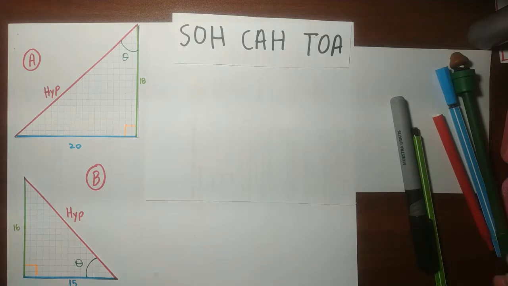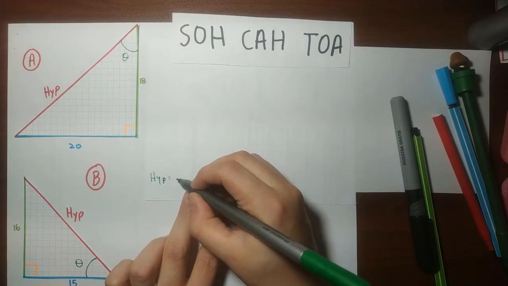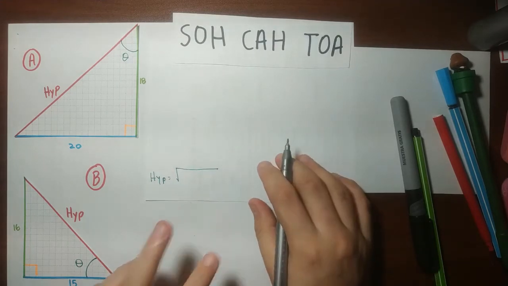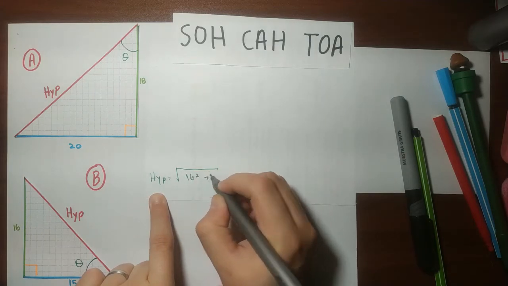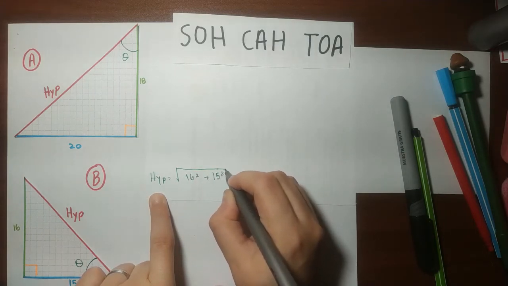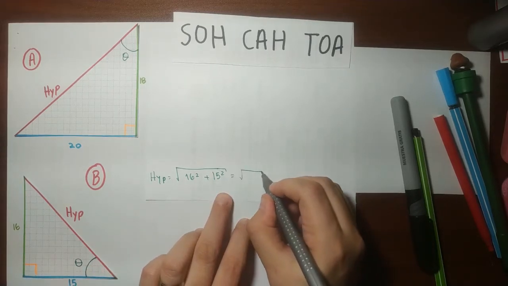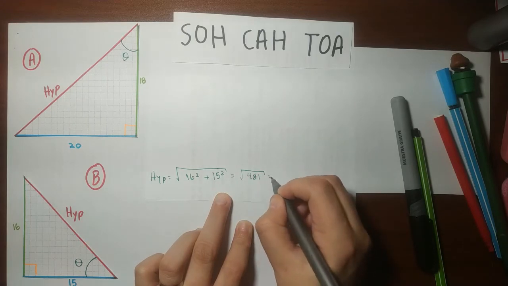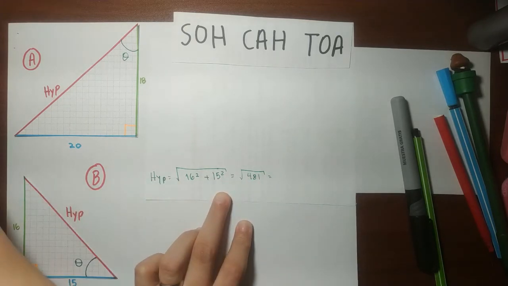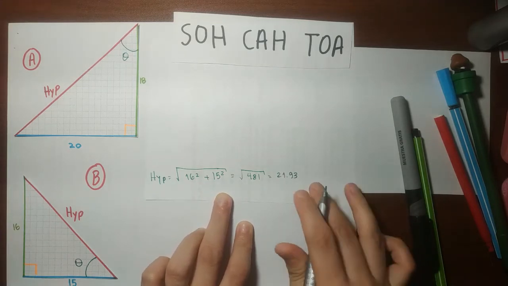So we say hypotenuse equals the square root of both legs raised to the second power, 16 to the second power plus 15 raised to the second power. This is the same as having the square root of 481, and then get the square root of your answer and you get 29.93. That's my hypotenuse.